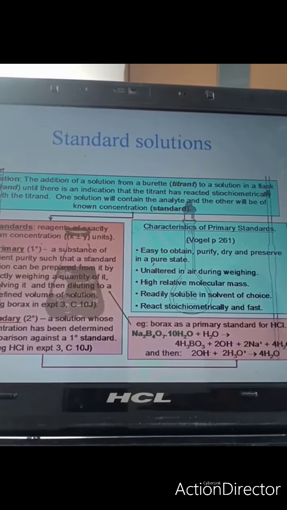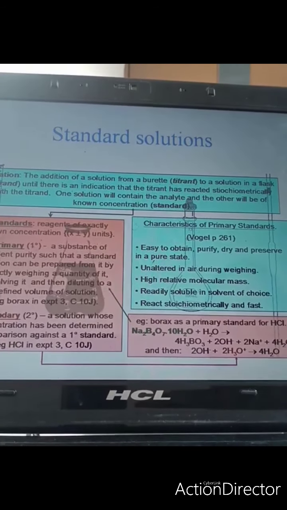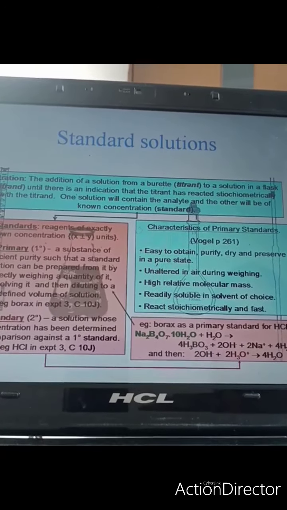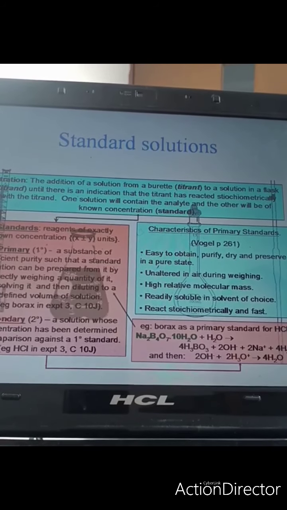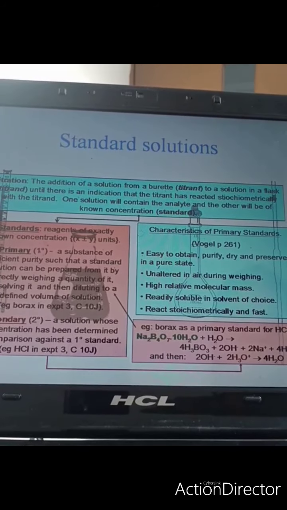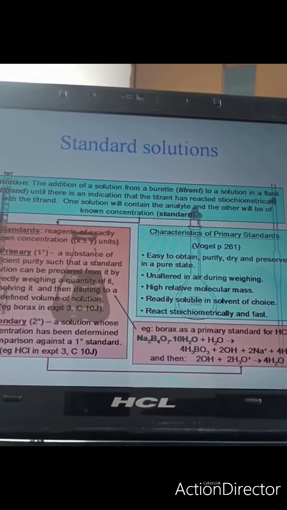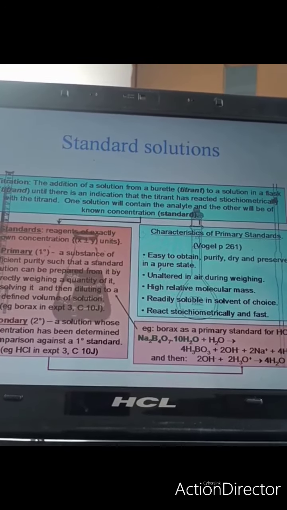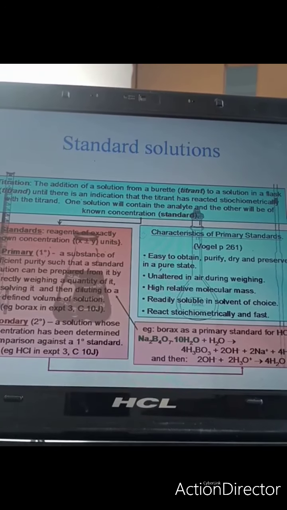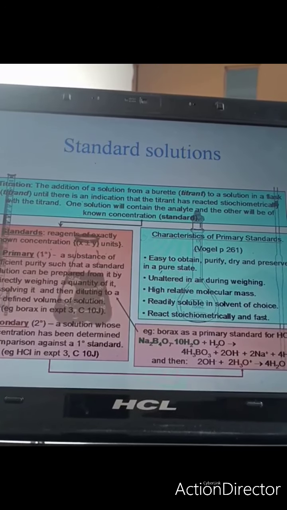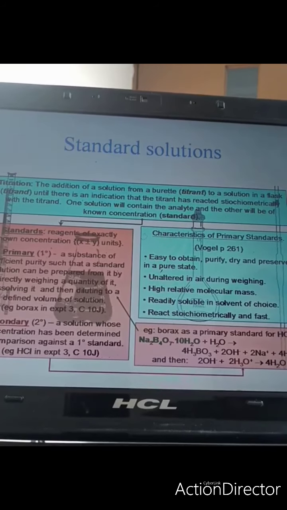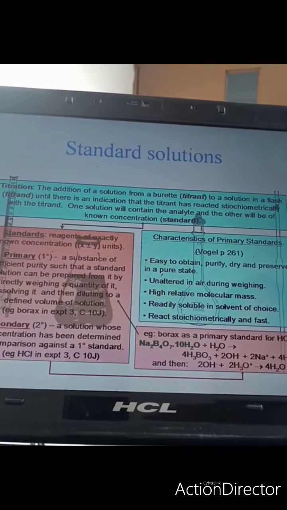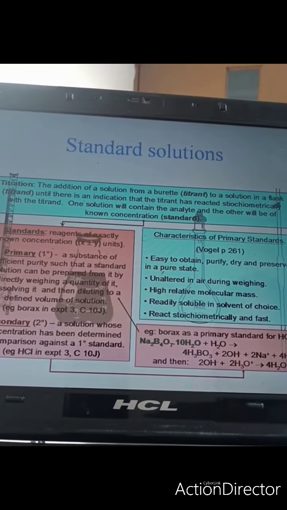Now let us talk about the standard solution, that is, the solution which you take in the burette, also known as the titrant. Standard solutions are solutions of known concentration, so we prepare them. They can be primary standard or secondary standard. A primary standard solution has sufficient purity, and it can be prepared by directly weighing a quantity of it and dissolving it in a suitable solvent. It is generally expressed in grams per liter.